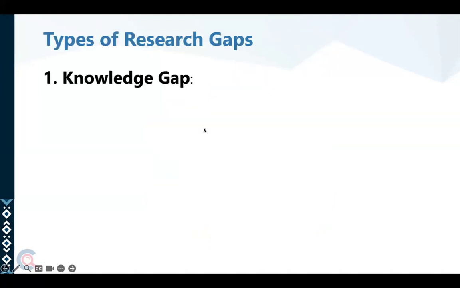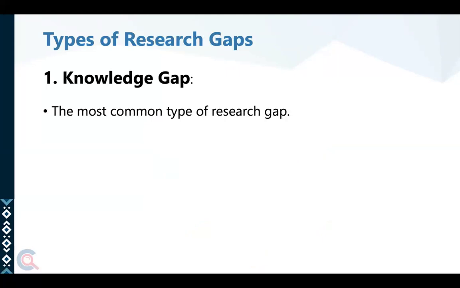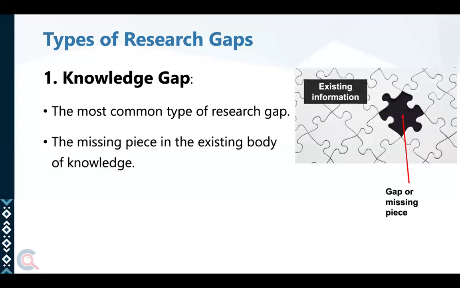So the first gap is the knowledge gap. I'm sure most of you already know about this, and it's how you think about gaps. It's the most common type of research gap. What this gap is all about is that there is a sea of knowledge that exists out there in PubMed and all the databases. And in this existing information, there are gaps. There are pieces of information that we do not know. And this lack of knowledge needs to be completed.